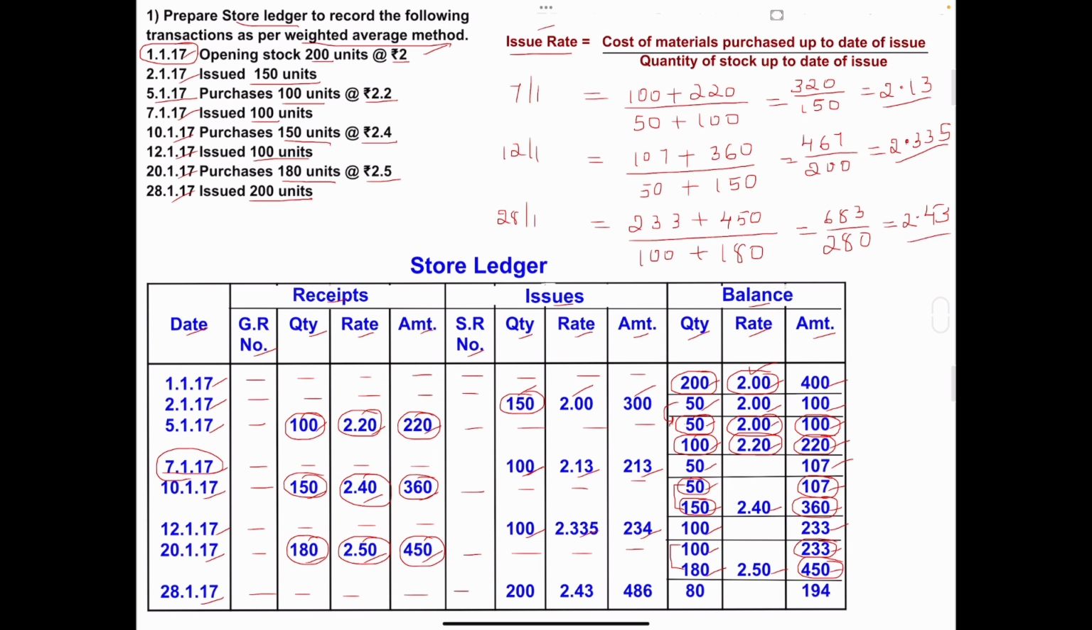Write in issues column quantity 200 units, issue rate 2.43. 200 into 2.43, amount is 486. Out of 280 units, we have issued 200 units. So the remaining quantity is 80. 80 into 2.43, amount is 194. And close this.